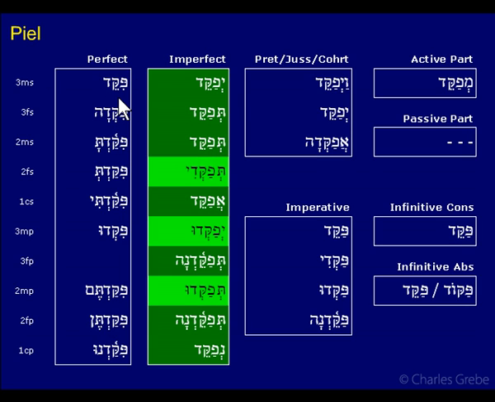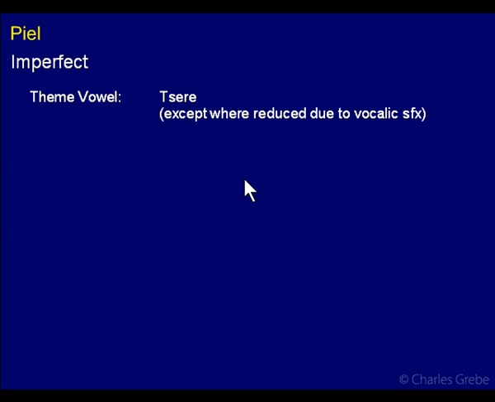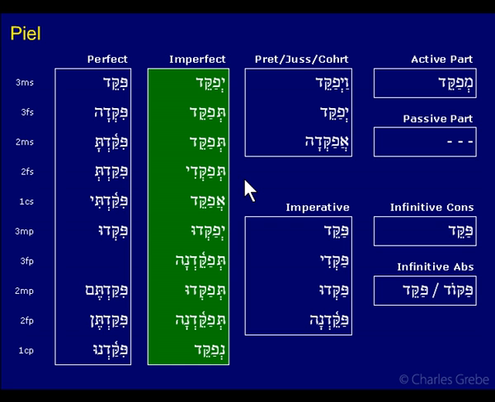In the perfect, we saw that the theme vowel only showed up in the 3-mess form, tsere, there. The rest of these were all different. But in the imperfect, it carries all the way through except where it's reduced because of the vocalic ending. But that's such a regular behavior, that shouldn't really throw us. But other than that, you'll see tsere all the way through. So tsere is a good marker, and we'll see it all the way through all these other ones too. Tsere, except where it's reduced because of vocalic endings, tsere all the way through. So tsere is a theme vowel for the Piel. It's much stronger in the prefix forms than it is in the perfect form. Theme vowel tsere.